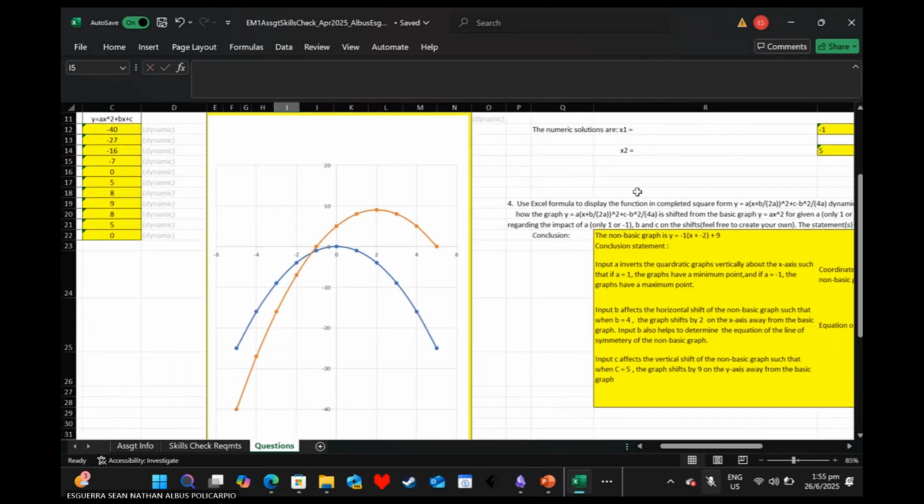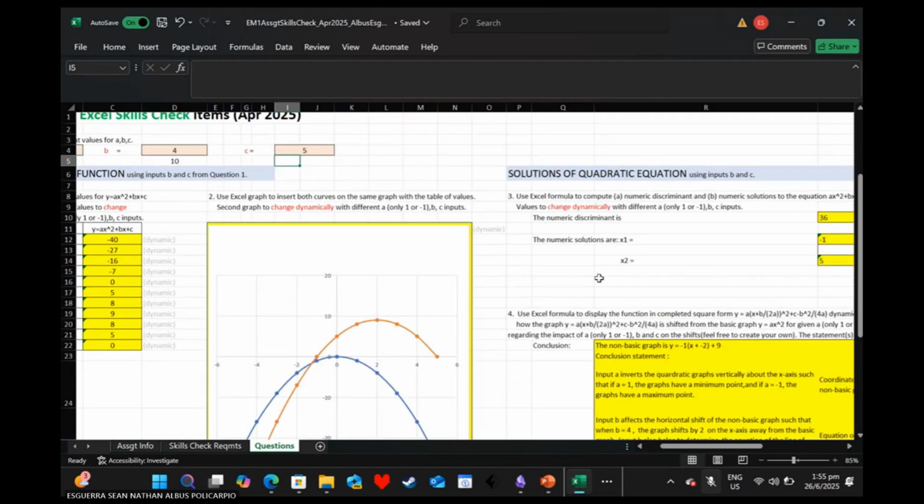To give an analogy, if the graph was a stage spotlight, input A would primarily affect the direction of where the spotlight is facing, while input B would affect whether the spotlight is on the left or the right. Lastly, input C would be the one determining the height of the spotlight from the stage.